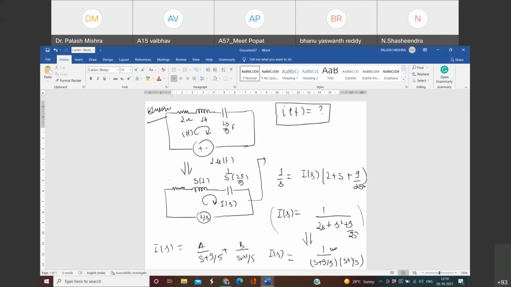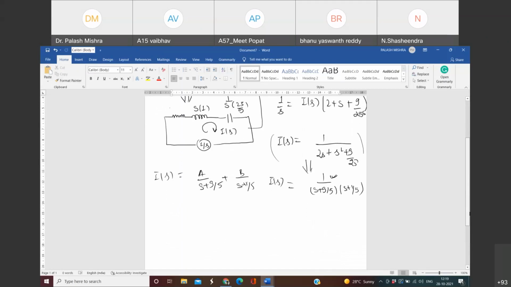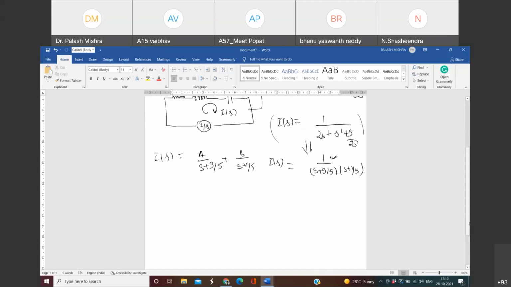Okay. Why are you writing in this? Because you know the formula of Laplace inverse of 1 upon s plus a. You know the Laplace inverse of 1 upon s plus b. Okay. So what is the value of a and b? Please tell me if someone has done it. 5 by 8 and minus 5 by 8. So a value must have come to be minus 5 by 8 by s plus 9 by 5, and b value should have come at 5 by 8 upon s plus 1 by 5.